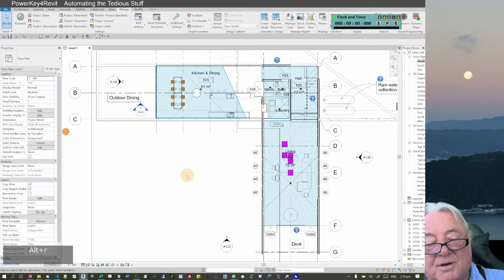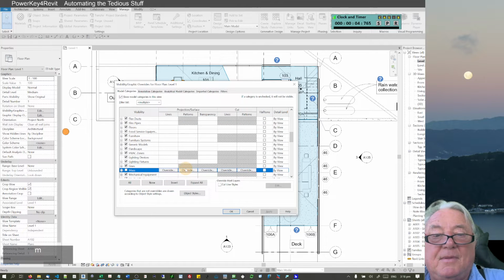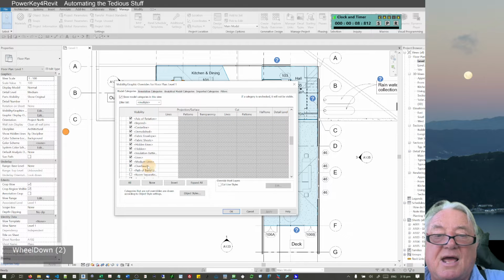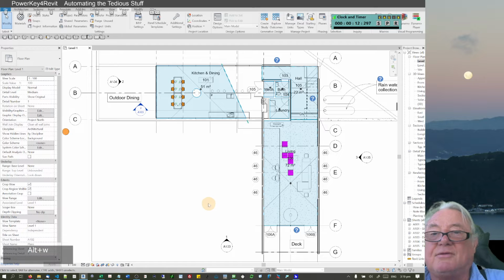And if I do it, so we reset there, we go Alt S there, visibility graphics. I'm now going to go M, which brings me down to lines. Then I'll come into lines through to there, roll down to there, go room separator there, go OK, go Alt W. That's taking me 12 seconds. So that's basically 3 seconds difference.